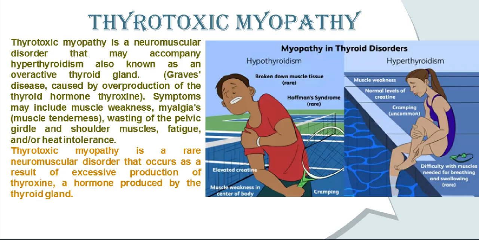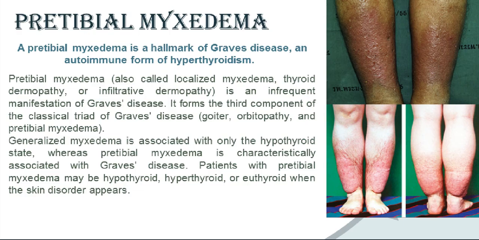Myopathy is a neuromuscular disorder associated with hyperthyroidism and Graves' disease. It occurs with the excessive production of thyroxine. Symptoms of myopathy include muscle weakness, myalgias, muscle tenderness, wasting of the pelvic girdle and shoulder muscles, fatigue, and/or heat intolerance. Treatment involves restoring normal levels of thyroid hormone and may include thyroid drugs, radioactive iodine, and sometimes partial or complete surgical removal of the thyroid. With treatment, muscle weakness may improve or be reversed.